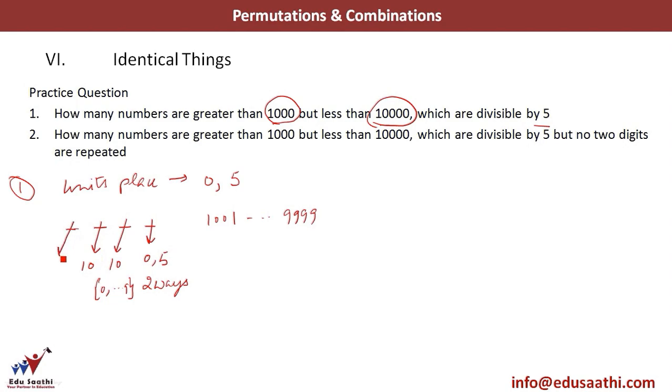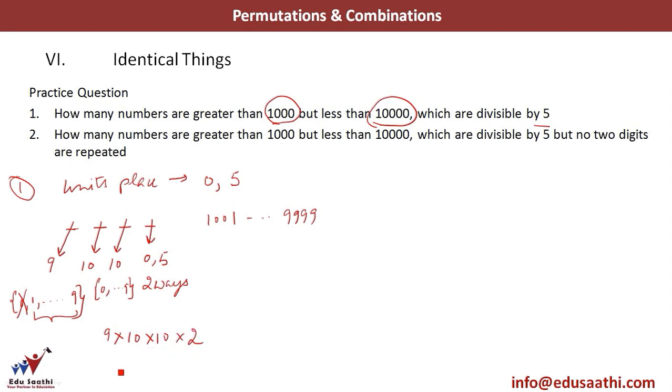Now, in how many ways can this thousands place be filled? We need to be a little careful here. So I have digits from 0, 1 and till 9. I am sure that 0 cannot occur here, because then it will be a 3-digit number. It will not be greater than 1000. Rest any of these digits can come here. There is not a problem. So I will write 9 ways, just eliminating 0. So what are the total number of 4-digit numbers greater than 1000? 9 into 10 into 10 into 2.